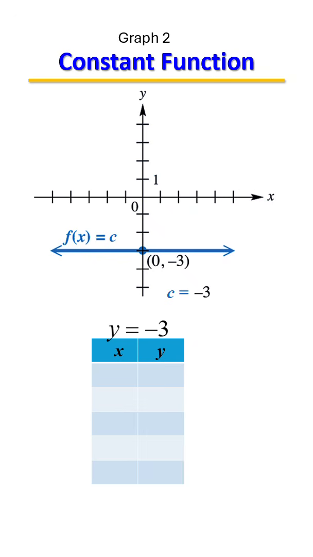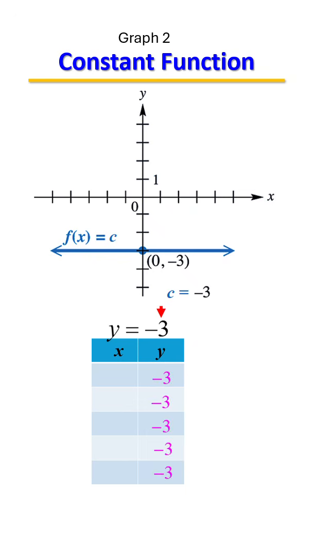The next graph we'll discuss is a constant function, and a constant function is a horizontal line. So let's take a look at what values you will plug into this function. This function is always y equals some number. In the case of the graph you see here, it crosses the y-axis right down here at -3. So y equals -3.